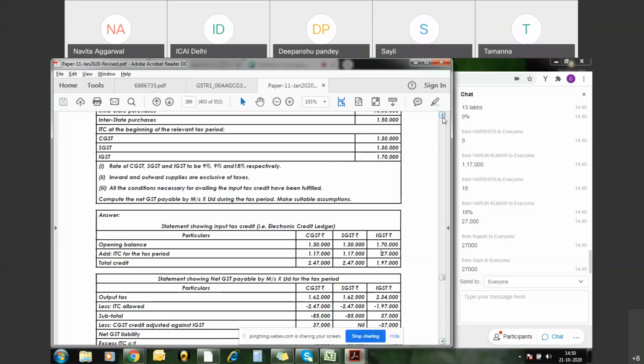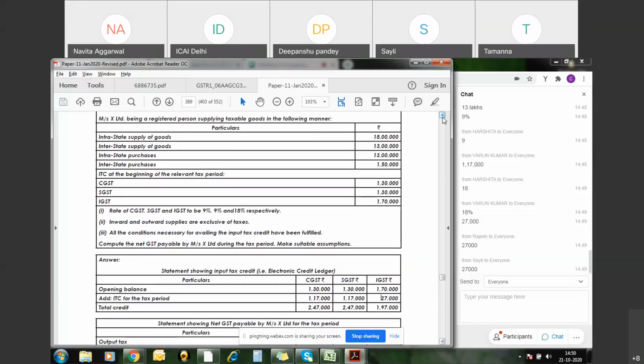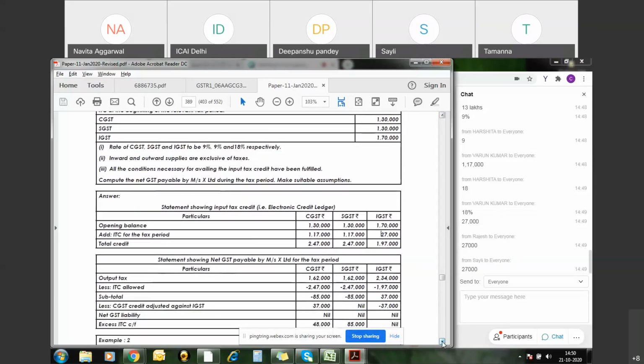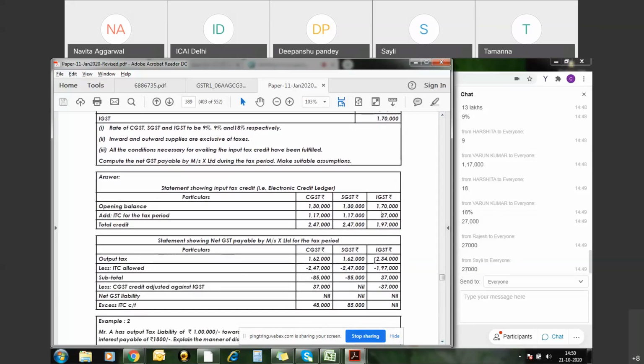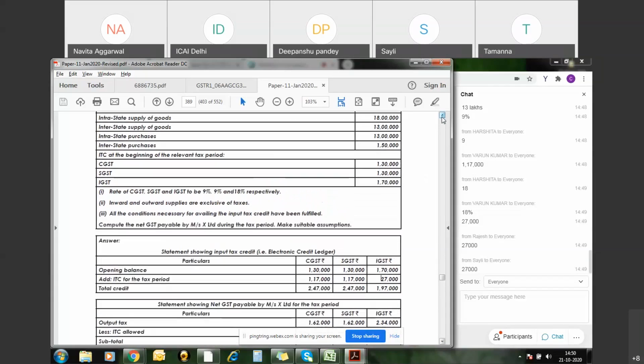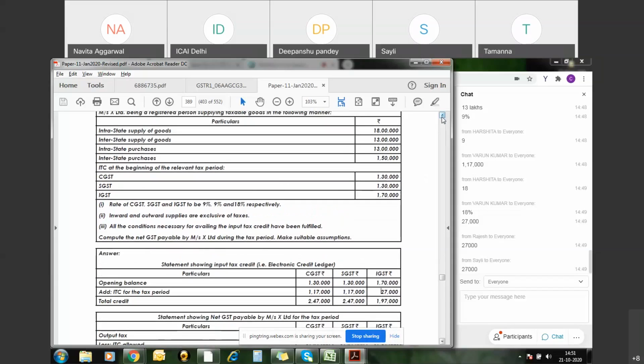Now outward liability, how is it worked out? It is calculated on outward supply. Correct? Again, there is intrastate and interstate. Intrastate, similarly as we did for ITC on purchases, we will compute the outward liability on the outward supplies. Can someone quickly compute the output tax? The total outward supply intrastate is 18 lakhs. So what is the liability under CGST, SGST at the rate of 9%?